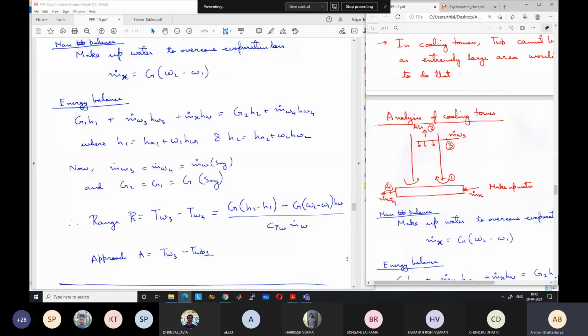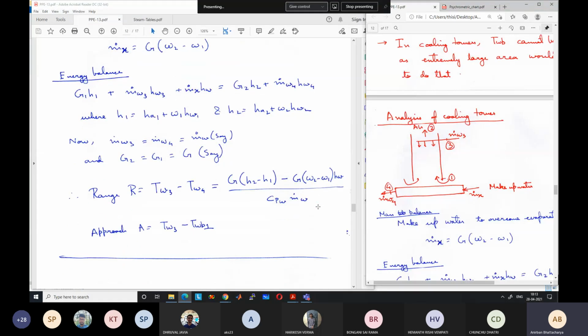So range can be obtained if we know the inlet and outlet conditions. Okay. Mass flow rate of water can be calculated based on the condenser calculation, and from state 1 and 2, H2 and H1 and omega 2 and omega 1 can be calculated. Okay. And we can solve this per unit mass of air if needed. And TW3 anyway will be known, because that is the inlet temperature which comes in from the condenser.